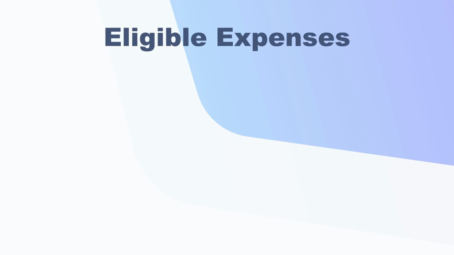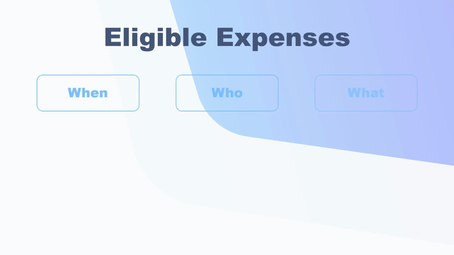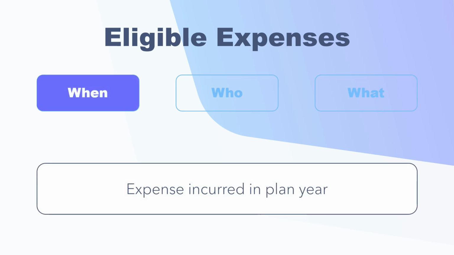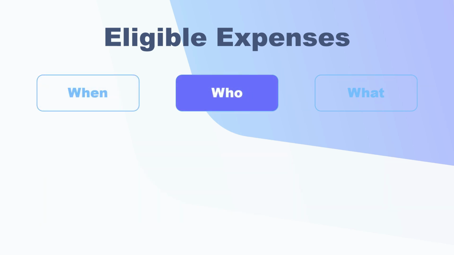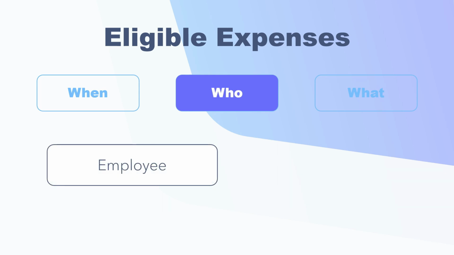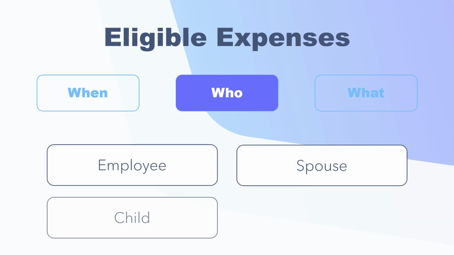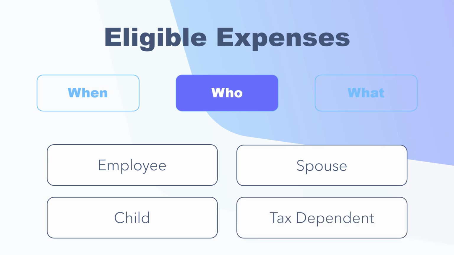For a medical expense to be eligible for reimbursement, it must meet 3 requirements. First, the expense must be incurred in the plan year. Second, the expense must be for the employee, the employee's spouse, an employee's child who is 26 years old or under, or an employee's tax dependent.